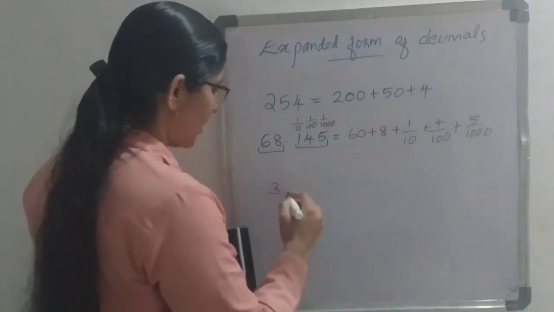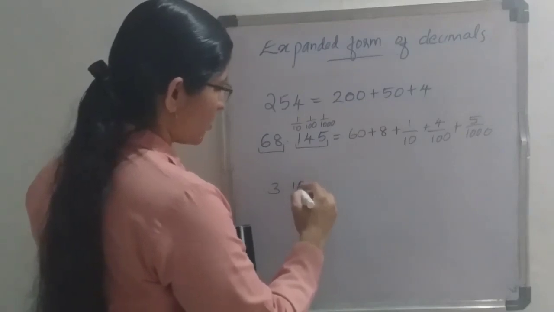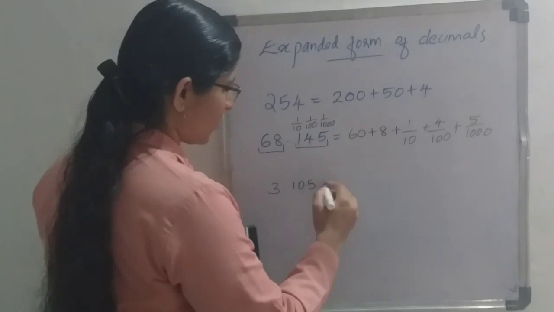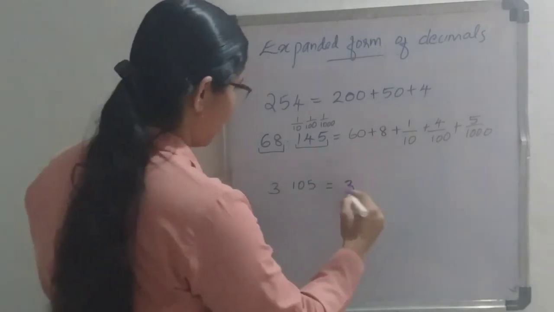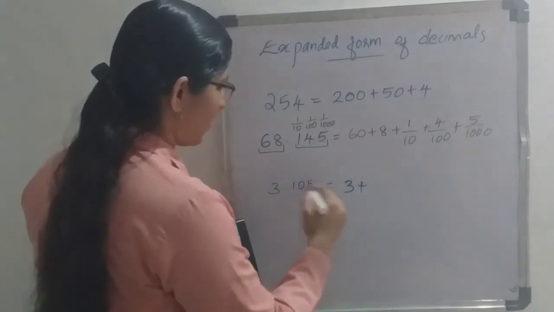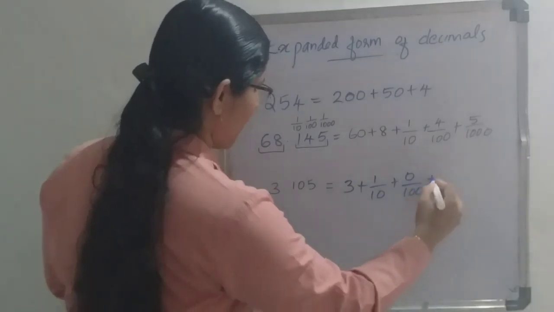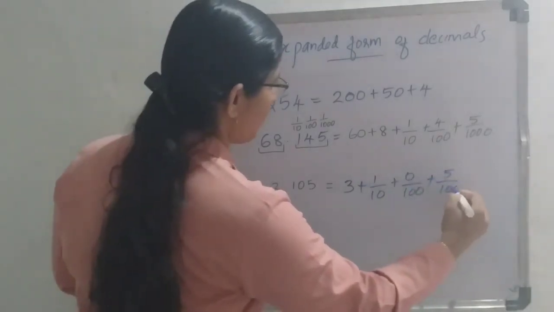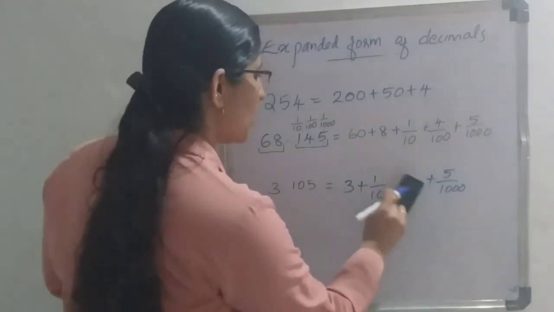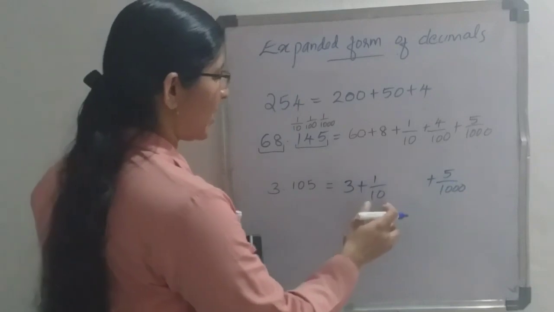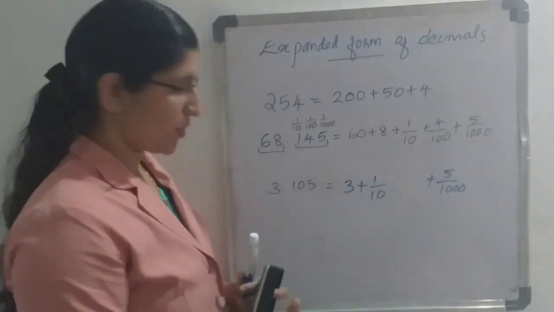Okay, one more example. If it is 3.105, how will you write this one? So simple. 3, only one number, plus 1 by 10 plus 0 by 100 plus 5 by 1000. But if you write 0 by 100 or if you do not write 0 by 100, the answer will be the same. So 1 by 10 and 5 by 1000, if there is no other number, we are sure that there is 0.